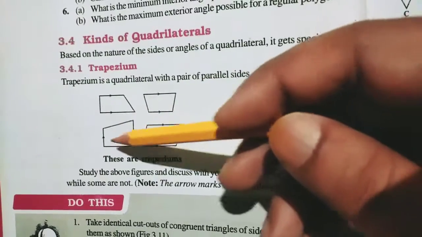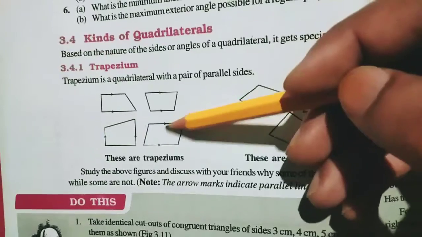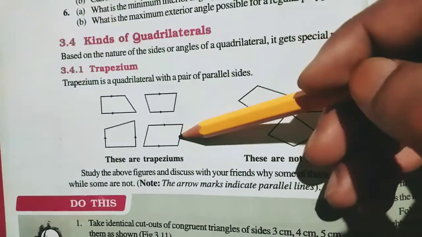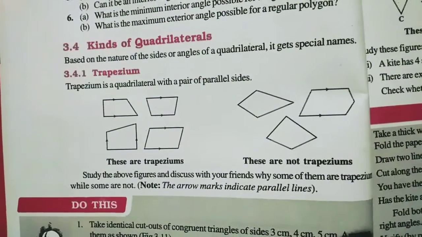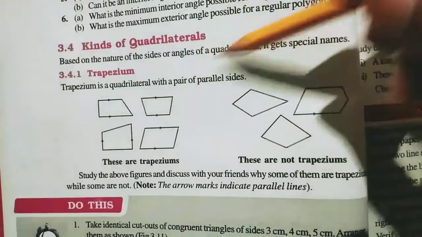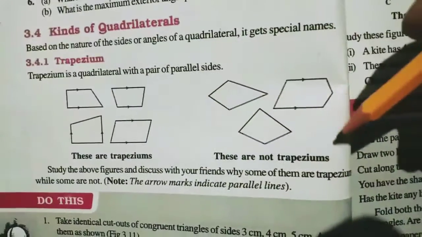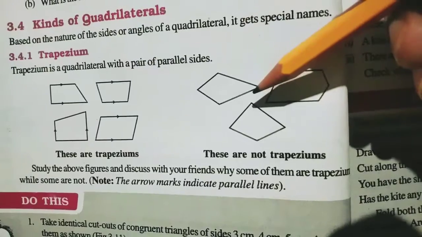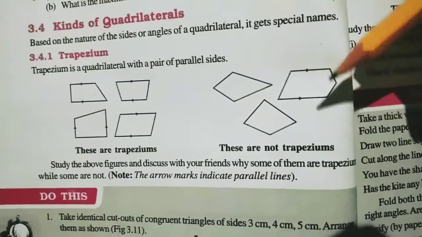Then this side and this side are parallel, so it is a trapezium. Then this side and this side are parallel, and this side and this side are also parallel. So a minimum of two sides are parallel. If a minimum of two sides are parallel, that means it is a trapezium. Okay, these are all trapeziums, but these are not trapeziums because there are no parallel lines. No two lines are parallel to each other, so they are not trapeziums.